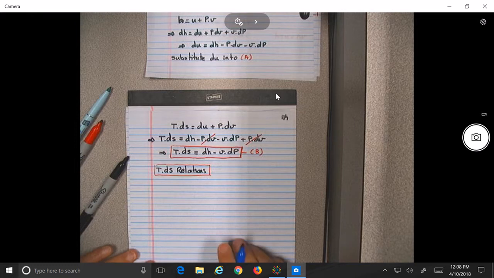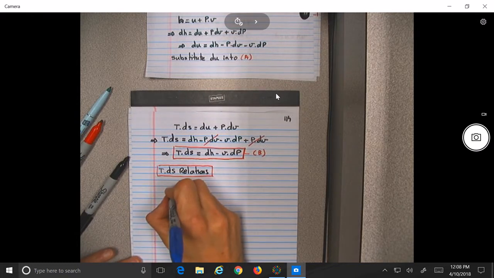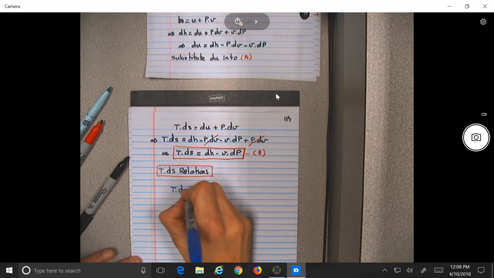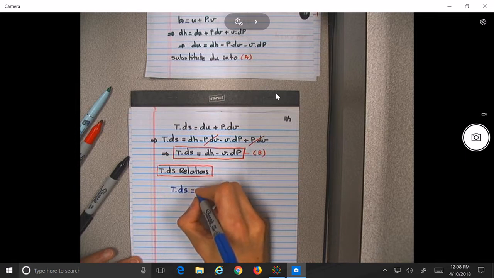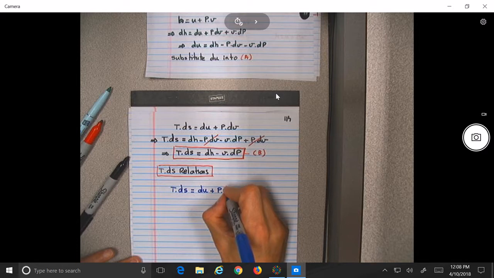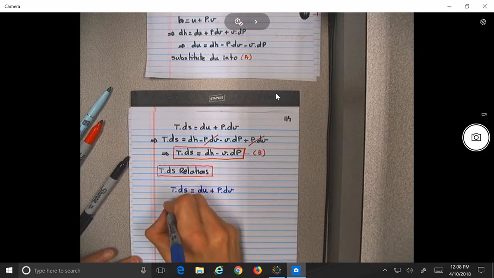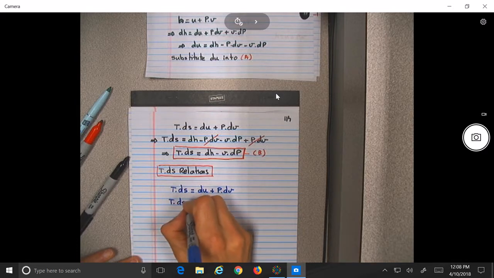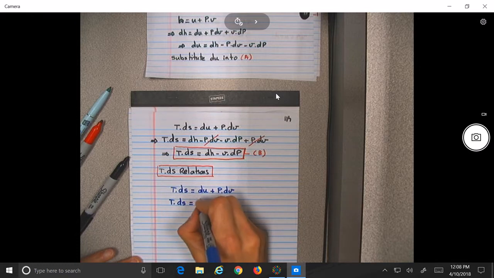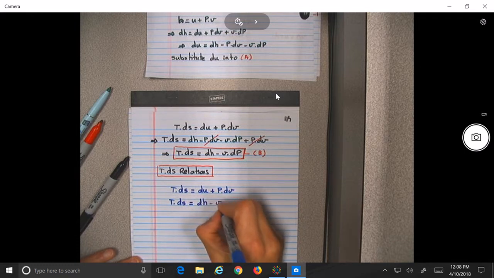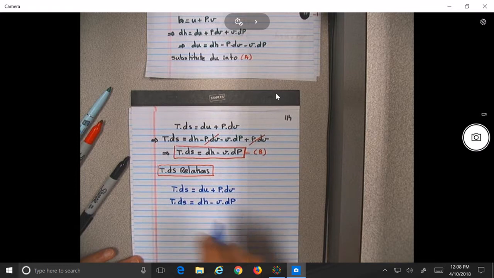So, what are the two TdS relations? We have TdS equals to dU plus PdV, and the other one is what? TdS equal to dH minus VdP.